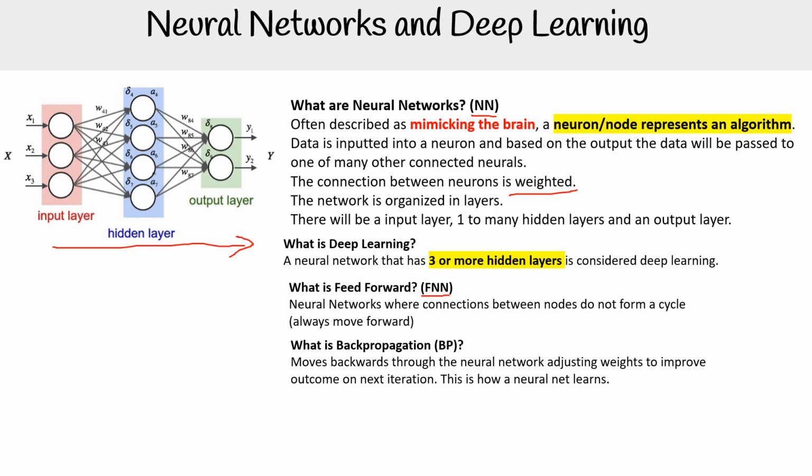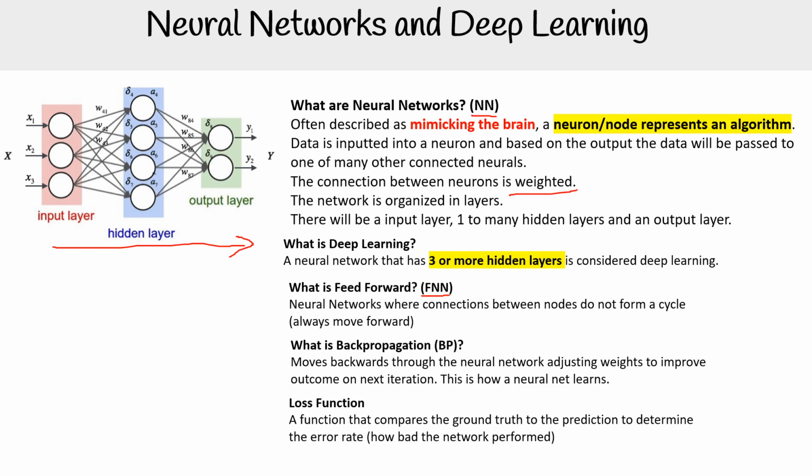Then there's back propagation, which is in feed forward networks. This is where we move backwards through the neural net, adjusting the weights to improve the outcome on the next iteration. This is how a neural net learns. The way the back propagation knows to do this is that there's a loss function, so a function that compares the ground truth to the prediction to determine the error rate, how badly the network performs. So when it gets to the end, it's going to perform that calculation, and then it's going to do its back propagation and adjust the weights.